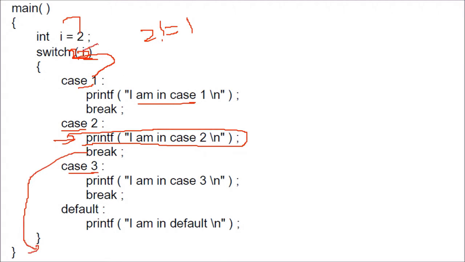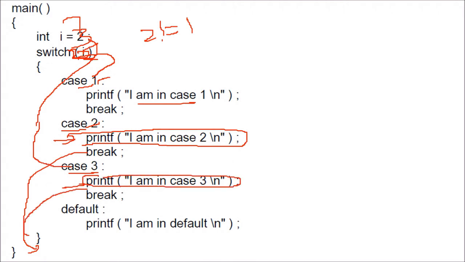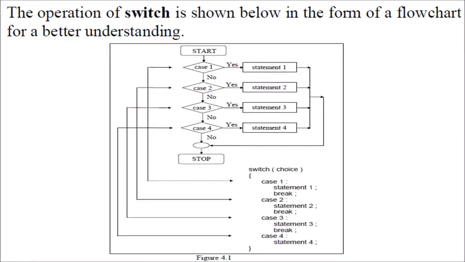If this i was 3, this 3 would be matched with 1 and 2, it will not match. It will come to 3 and then this will be printed only. And after this, we have a break. So we'll come out. The corresponding case which matches with the switch entry will only be printed. The operation of switch is something like this. You start, these are the number of cases. If the case matches, then the statements execute. You don't need to put any braces. You can write any number of statements after the case.